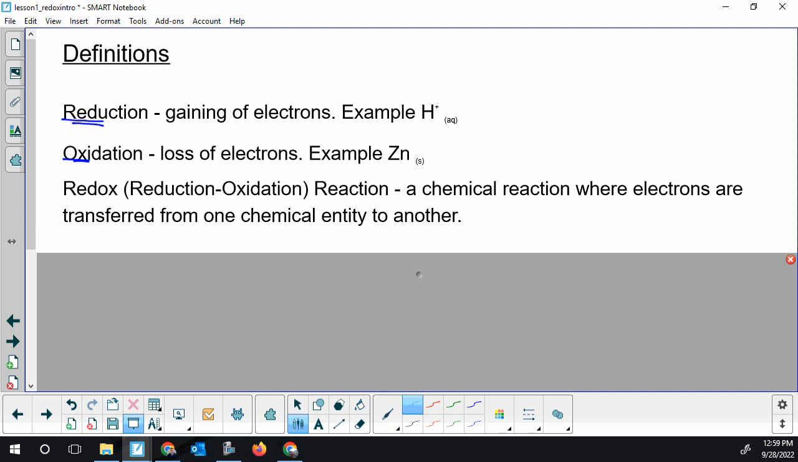And summarizing, so single replacement is always redox. We'll see that proved to you a little bit more throughout the unit. Double replacements are just exchanging partners. The pluses and the minuses change partners. They don't gain or lose any. We'll see in the future that they're never redox.